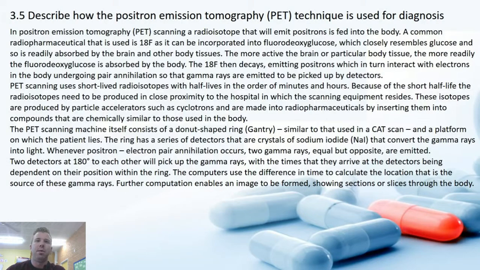3.5. Describe how the positron emission tomography (PET) technique is used for diagnosis, or referred to as a PET scan. So I'm going to use fluorine-18 as an example in this. So anytime I mention 18F, it is fluorine-18.